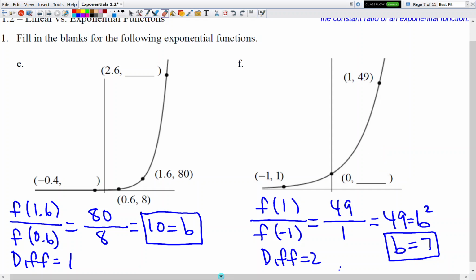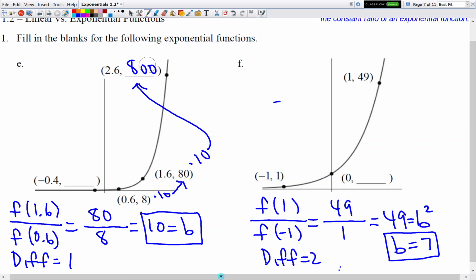Okay, so why are these b values so important? Well, because it helps you to get from one y value to the next. And if you forgot how that works, just watch. Okay, so here's a y value of 8. Times it by 10. Do I get 80? Yep. So 80 times 10, that should get me this value, which is 800.